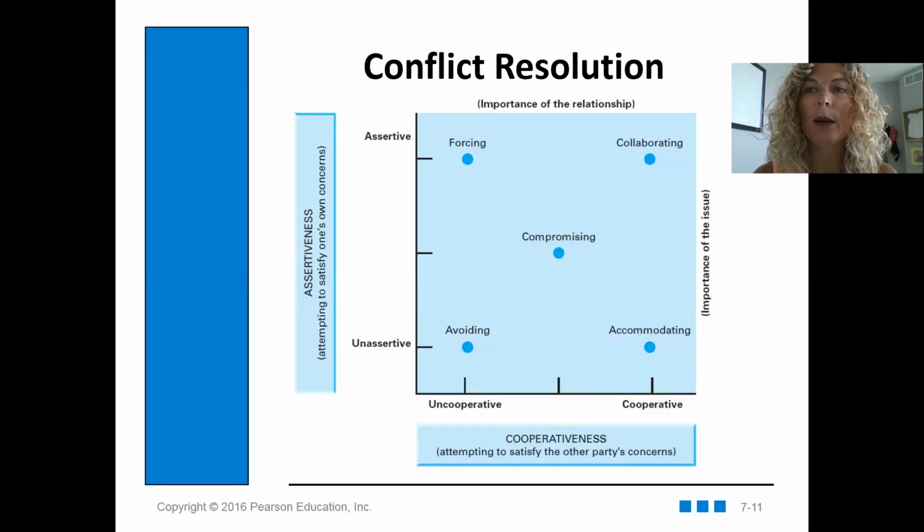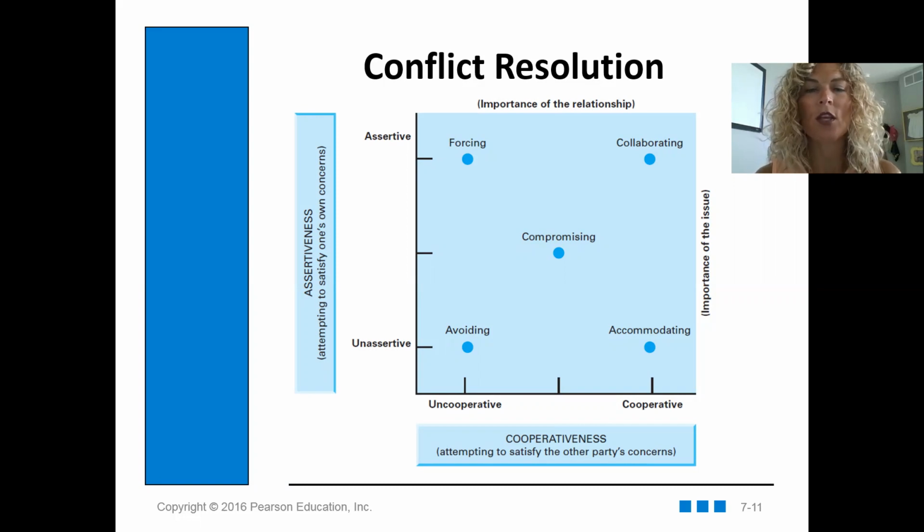And then this idea of cooperativeness along the bottom, which is looking at your attempt to satisfy the other party's concerns. So if you have a focus on the other party more than your own, then you have this high cooperativeness, where if you aren't concerned about the other party, then you would be on the lower end. And so the relationship between assertiveness and cooperativeness get you to a particular strategy.